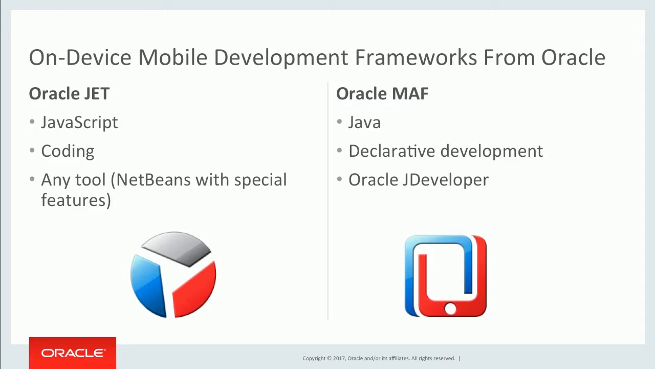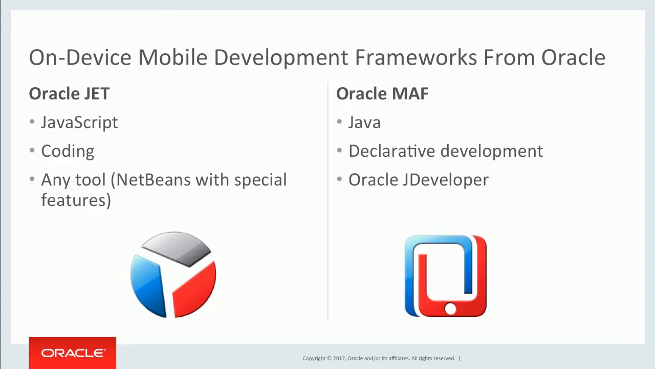Okay? I'll start from the right side, Oracle MAF, the Mobile Application Framework. That was the first framework that we made available. This is basically some of the extensions of Oracle ADF, or building on the concept from Oracle ADF. This is a Java-based development framework where you do declarative development through the use of Oracle JDeveloper as the development tool, and you define your application mostly declaratively by using components and writing Java code when you need to do logic and things like that. Okay. That's one solution.